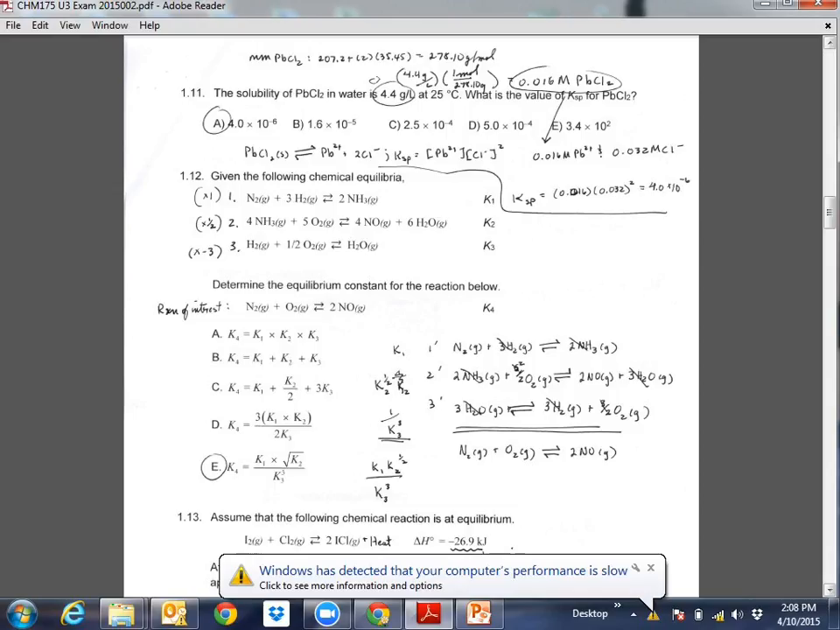In doing that, I went ahead and did that over here on my answer key. Remember, for number 2, since we took it times 1/2, we need to take K2 raised to the 1/2 power. For number 3, since we reversed it, we have to take the inverse of it, and since we took it times 3, we have to raise that to the 3rd power. And then remember that with K1 prime, K2 prime, K3 prime, the K for the overall reaction of interest can be gotten by multiplying them together. So you do end up getting E as the best answer for that one.